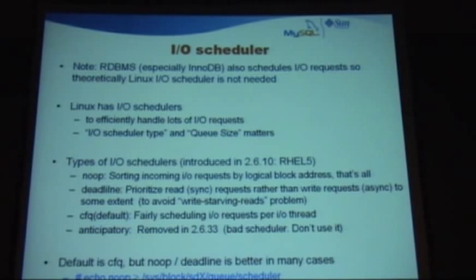CFQ is the default scheduler. CFQ fairly schedules IO requests by IO thread. And anticipatory was actually removed in the latest kernel. So which scheduler are you going to use? Default is CFQ, but CFQ is sometimes worse than noop or deadline. You can change the IO scheduler by executing echo with the scheduler name to /sys/block/<device>/queue/scheduler.